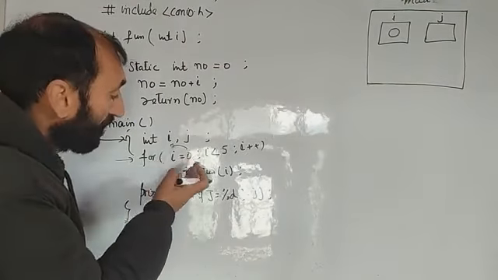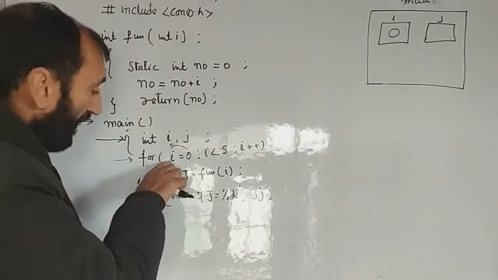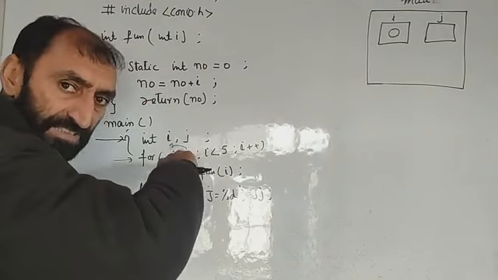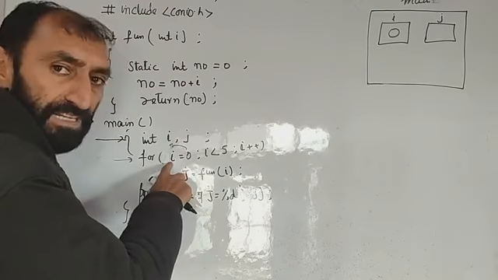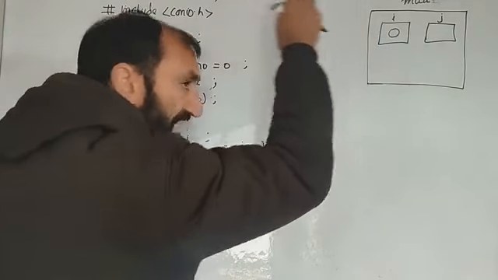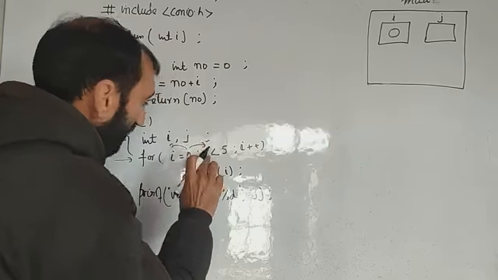That means the value on the right-hand side is going to be assigned to the variable on the left-hand side. Here the variable on the left-hand side is i. That means i now contains 0. After that, the control will reach here.